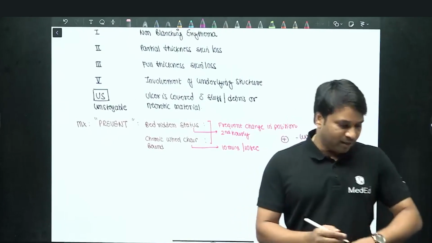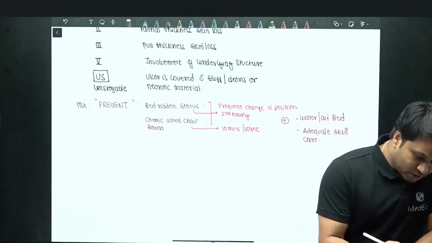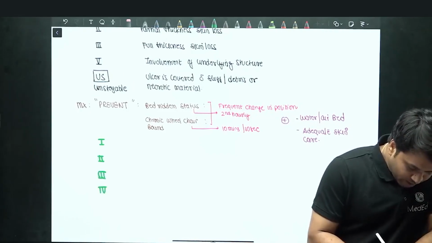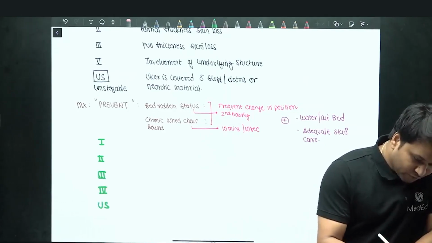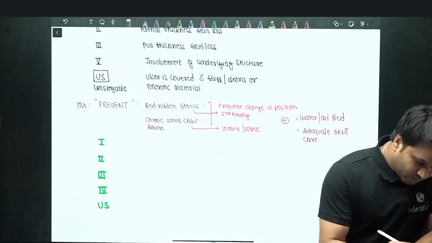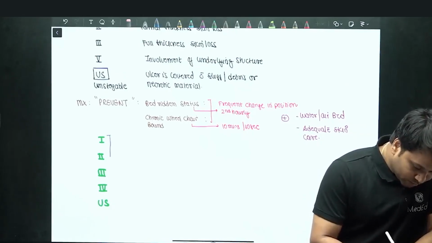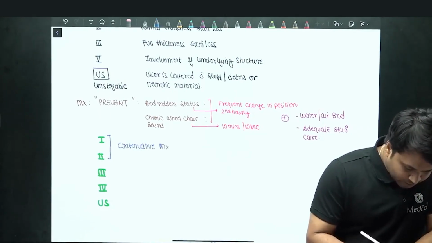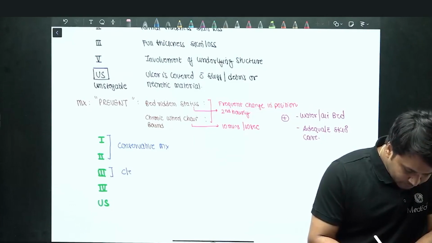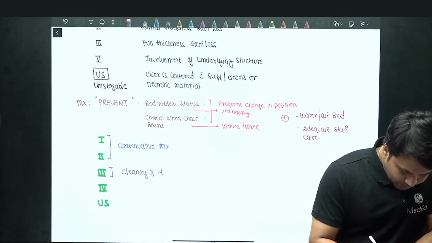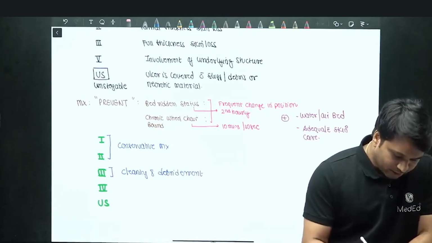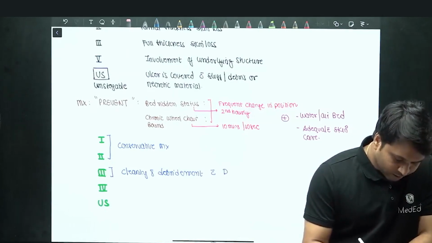If you have grade 1, the management also depends upon the grade of the ulcer. If you're dealing with grade 1, grade 2, grade 3, grade 4, and if you have unstageable, right? Now for grade 1 and grade 2, it is going to be conservative management. Grade 3, we'll do cleaning and debridement with regular dressings.